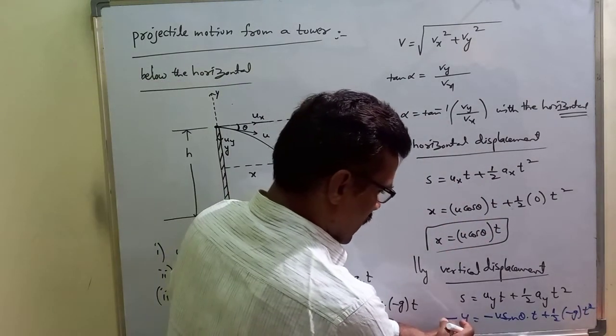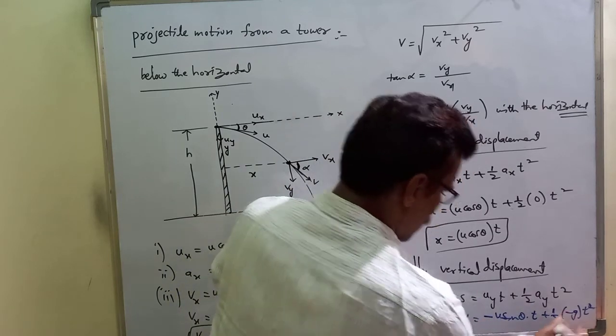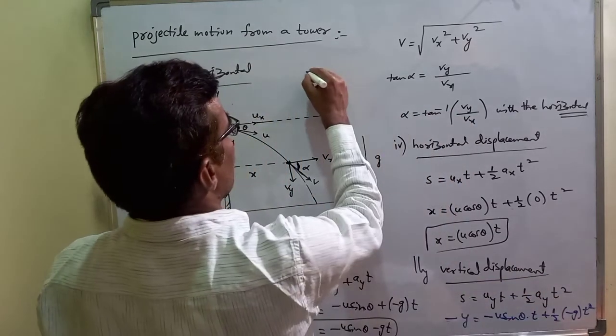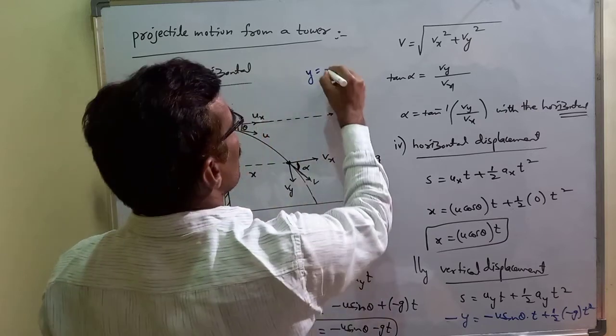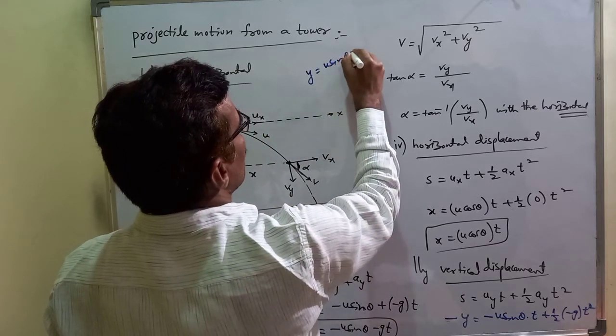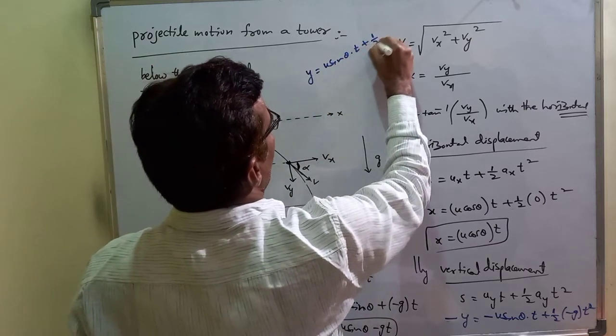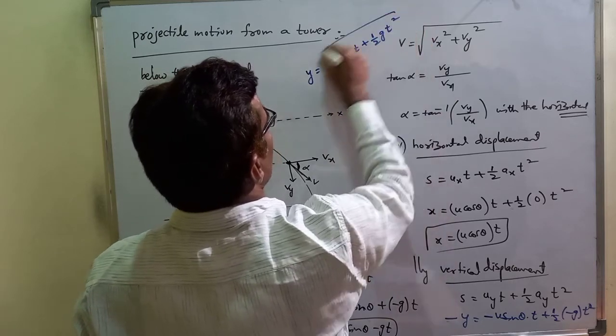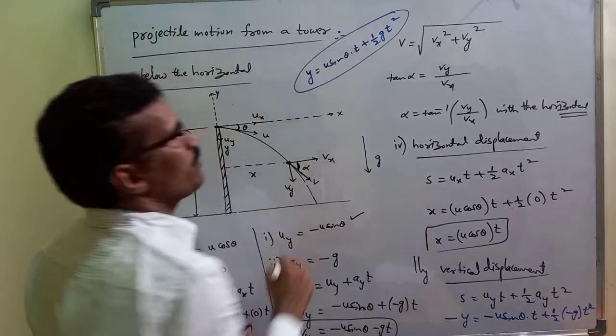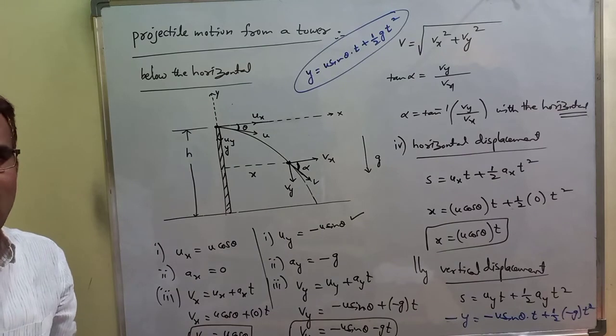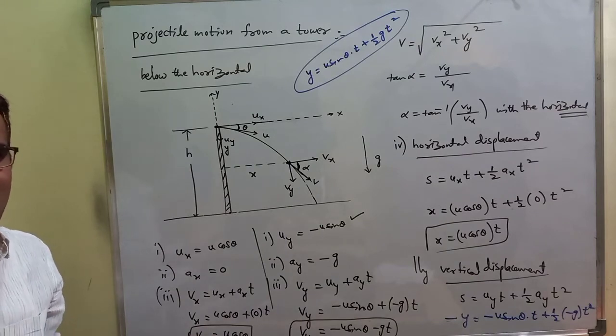After that, here minus, here also minus, all minus cancel. Y is equal to u sin theta into t plus half g t square. This is the vertical displacement after t seconds.